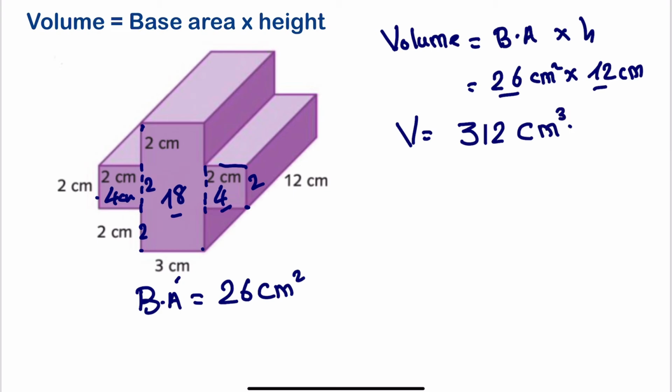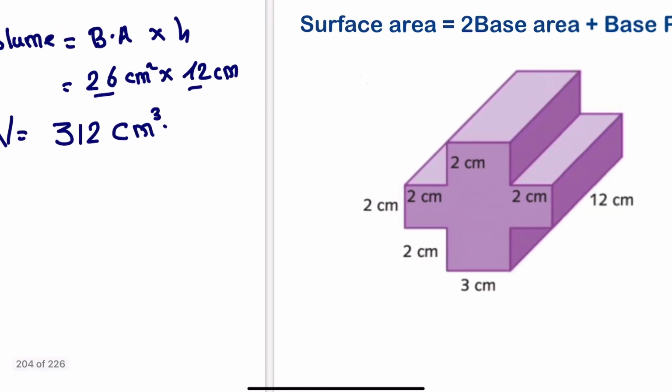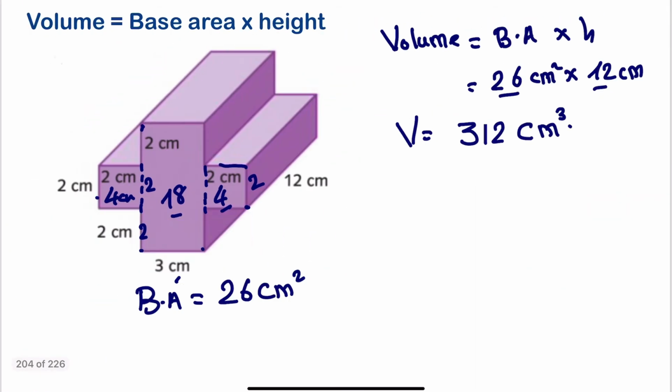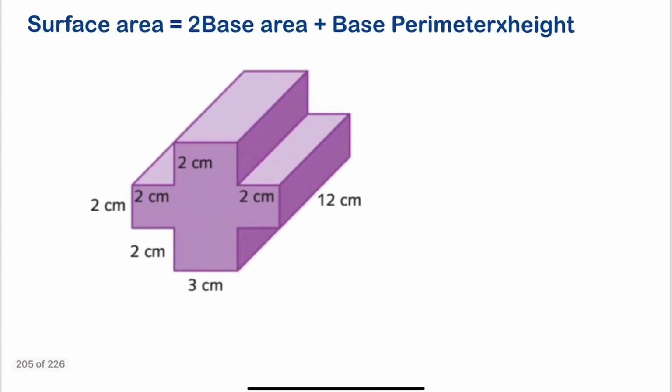So now next, let us calculate the surface area. So for the formula of surface area, before we even go further, let us not forget that our base area is 26 because we are going to use it here as well. So 26. So the surface area is equal to, you can use this formula when calculating the surface area of a prism. All prisms, you can use this formula: 2 times the base area plus the perimeter of the base times the height. So we have the base area already.